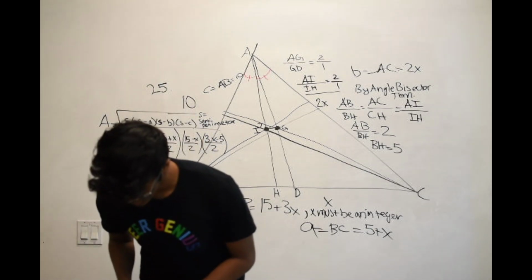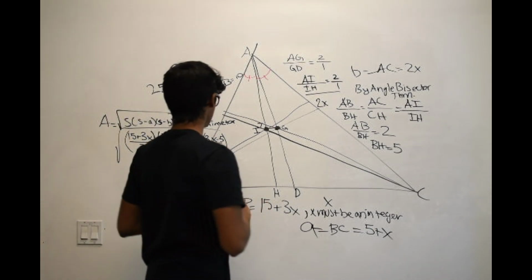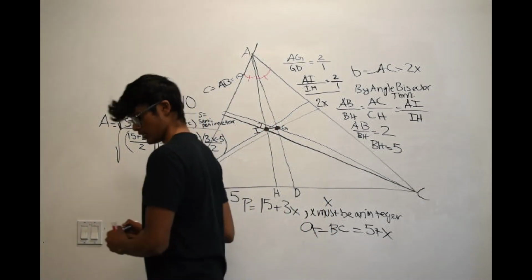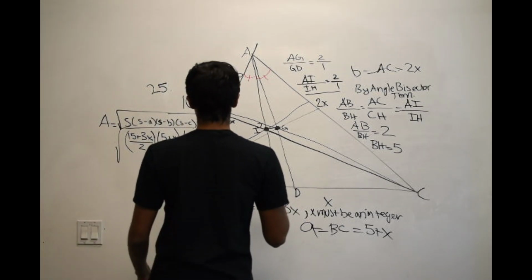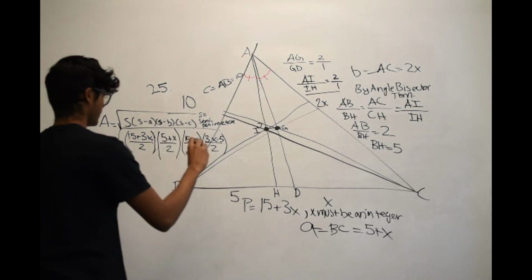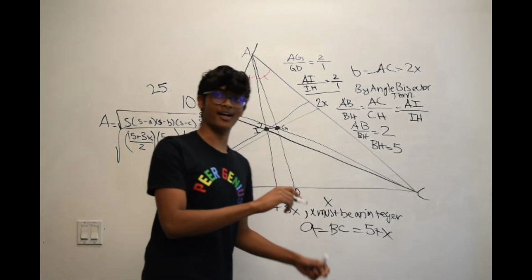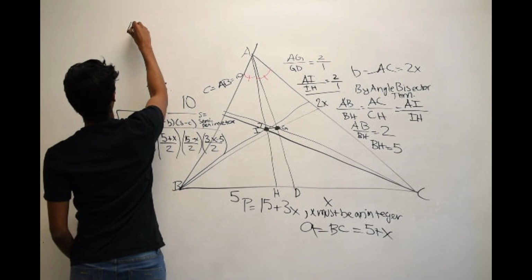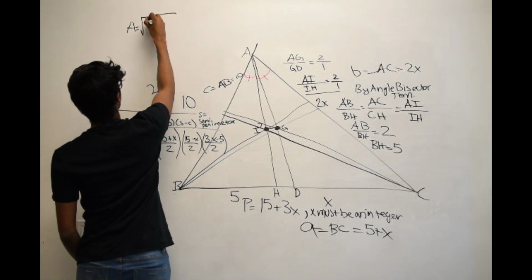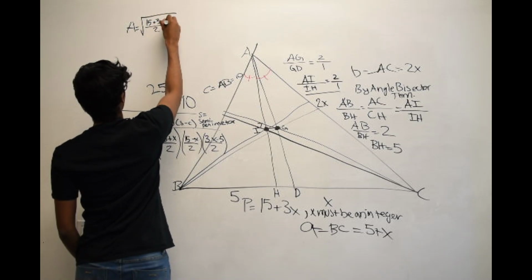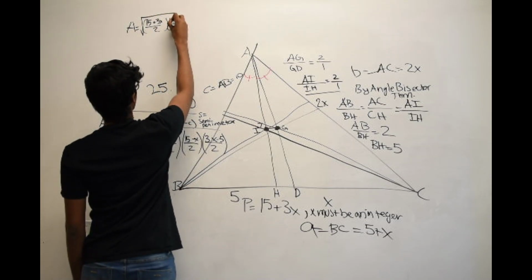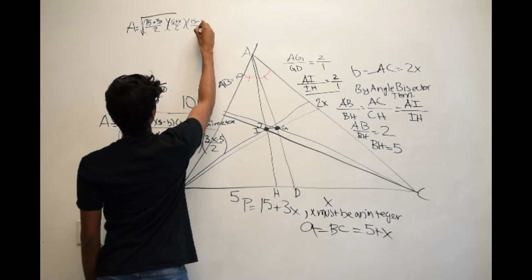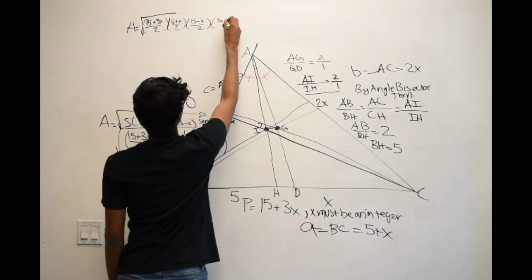Okay, so that should be the area. And the area must be rational. And since we know that x is an integer, that means the area must be rational. So now we're going to want to simplify this. So, Jason, is this on the board? Okay. So I'll write it up here then. We have our area is equal to the square root of 15 plus 3x over 2 times 5 plus x over 2 times 15 minus x over 2 times 3x minus 5 over 2.